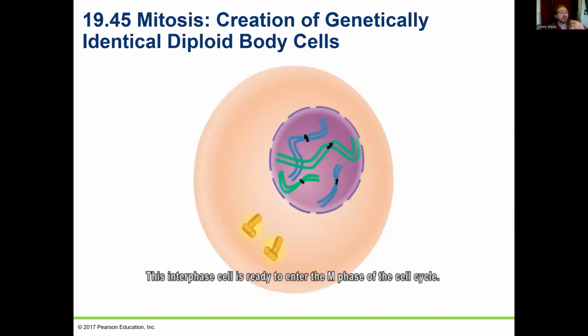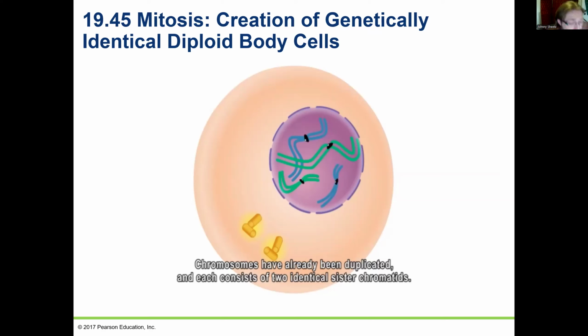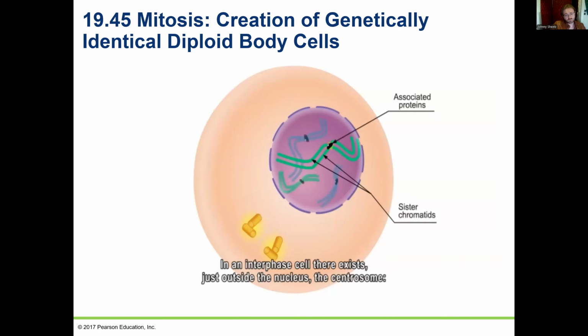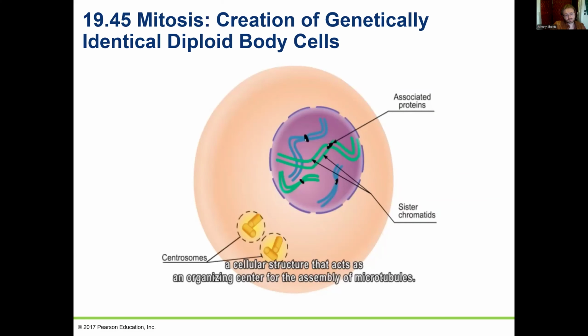A cell is ready to enter the M phase of the cell cycle. Chromosomes have already been duplicated, and each consists of two identical sister chromatids. Chromatid is one of the newly replicated DNA double helices, plus its associated proteins. In an interphase cell, there exists, just outside the nucleus, the centrosome, a cellular structure that acts as an organizing center for the assembly of microtubules.